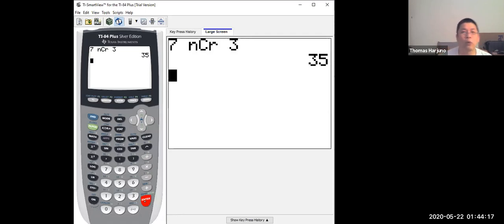Now, by the way, for those who are using TI-30, it actually works the same way. You need to press the 7 first. If the n is 7, you press the 7 first, and then NCR, and then the 3, and then enter.